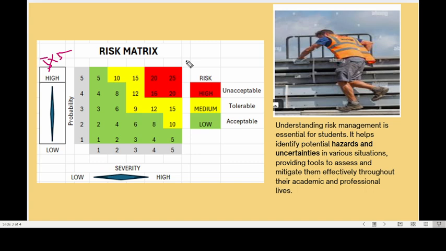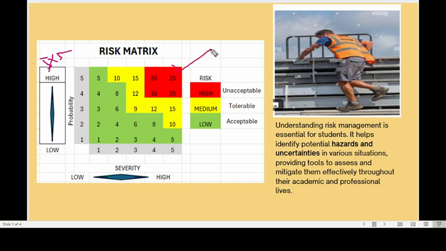HIRA is a process. Identify potential hazards in the task or work environment, workplace, evaluate the associated risk, and determine appropriate control measures according to the hierarchy of control measures. The hierarchy of control measures has five levels. I already told you in my last video. Control measures eliminate or reduce risk.